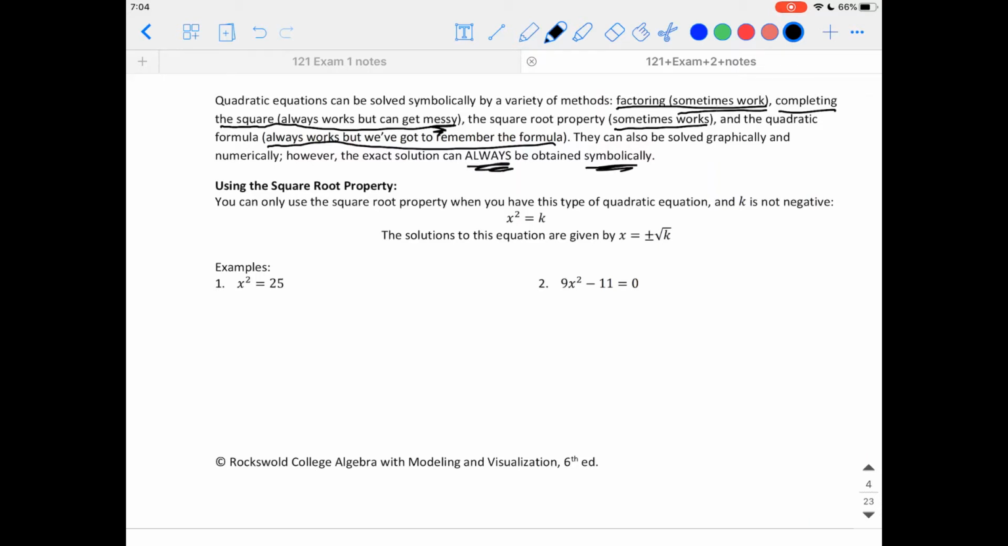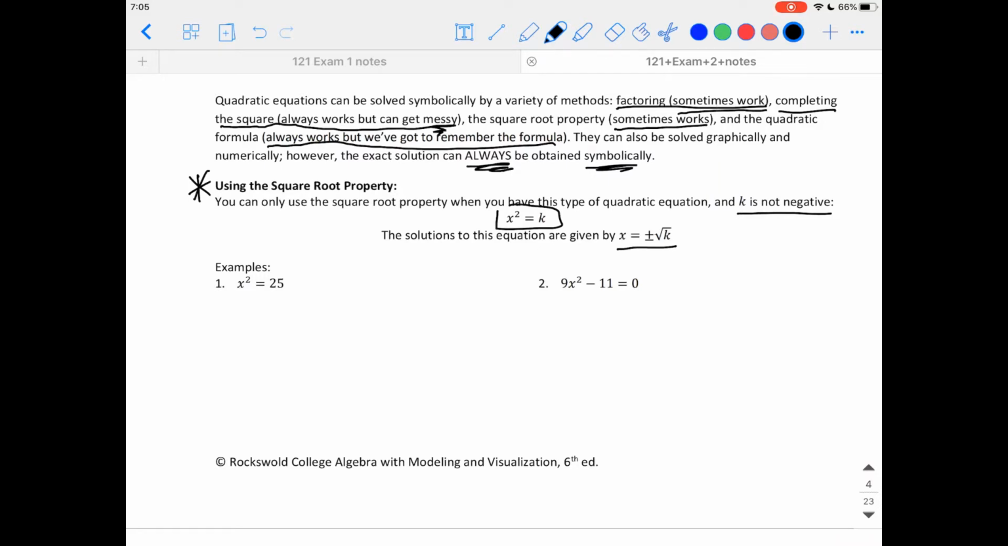So let's do one of these methods, using the square root property. You can only use the square root property when you have this type of quadratic equation and k is not negative. So you have an x, it's being squared and it's equal to k. And the solutions are going to be x is equal to positive and negative the square root of k.